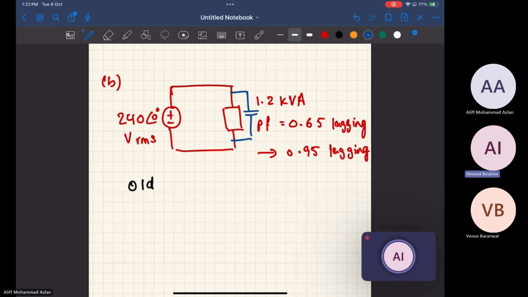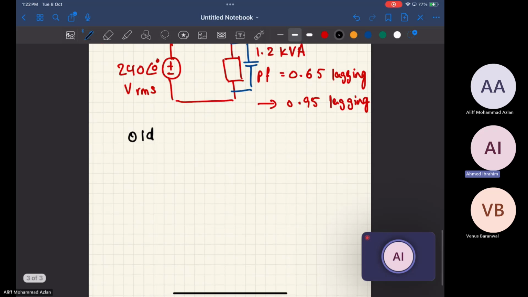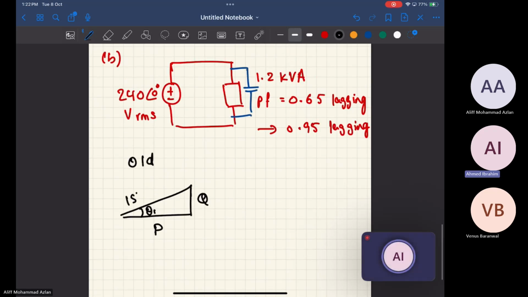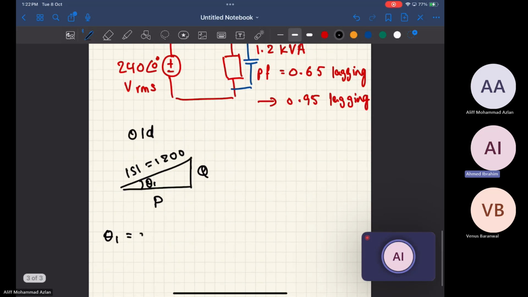I'm going to sketch the old power triangle and the new power triangle. In the old power triangle, because this is lagging, we're going to have an upwards triangle. So this is theta 1, that's P, and this is Q. And we are given S is 1,200. Theta 1, we can calculate directly from the power factor. That's the inverse cos of 0.65, which gives us 49.5 degrees.